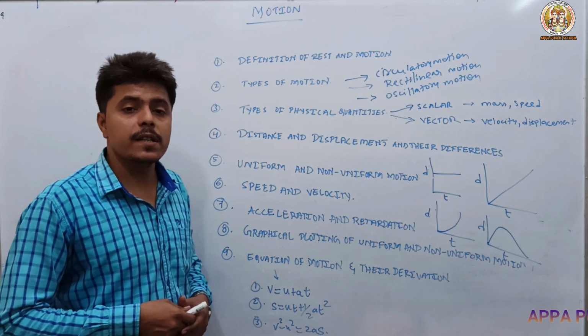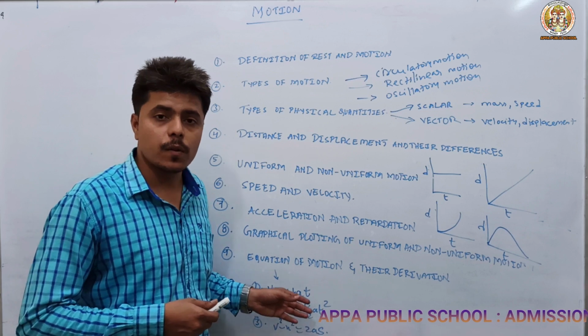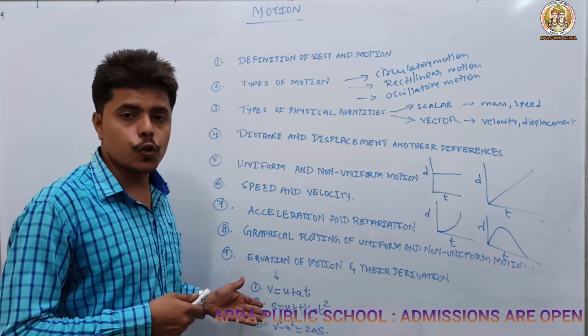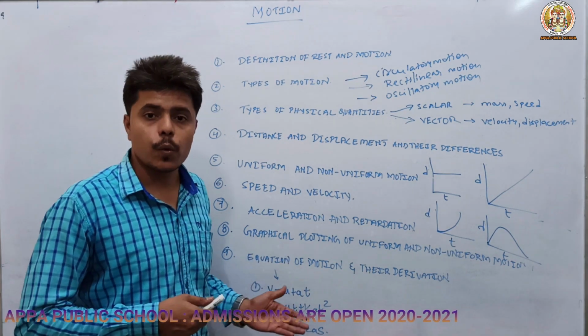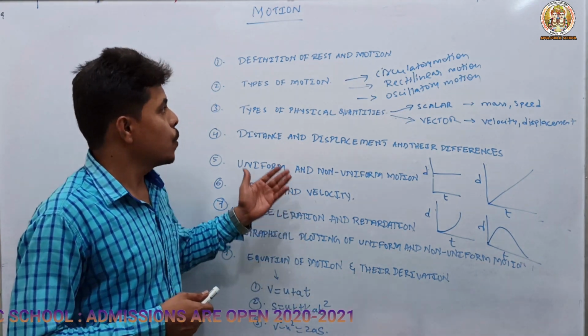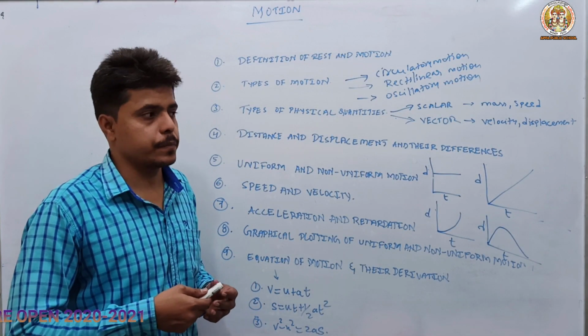We are going to derive these three equations of motion, and many problems can be solved based on these three formulas: v = u + at, s = ut + half at squared, and v squared minus u squared = 2as. So these are the contents we are going to see in detail.